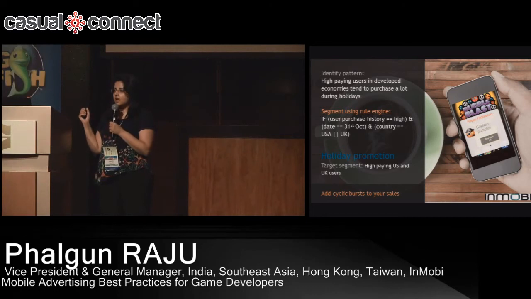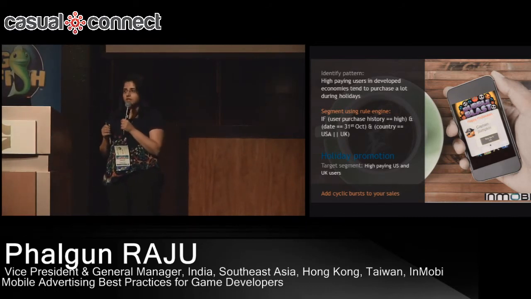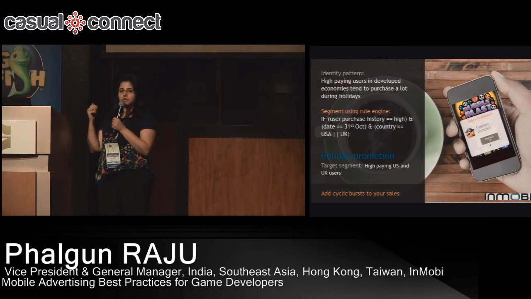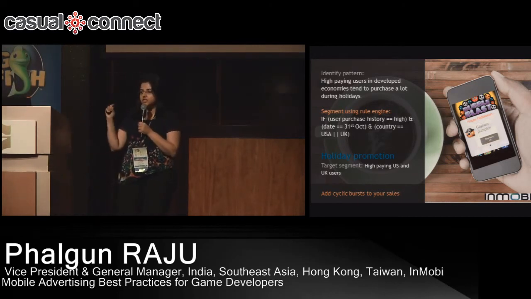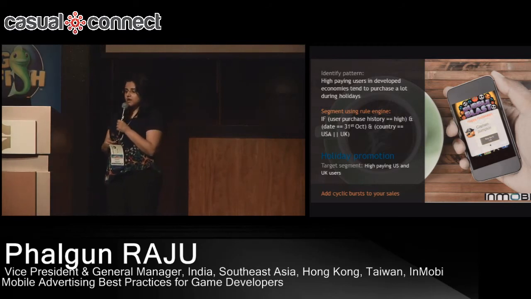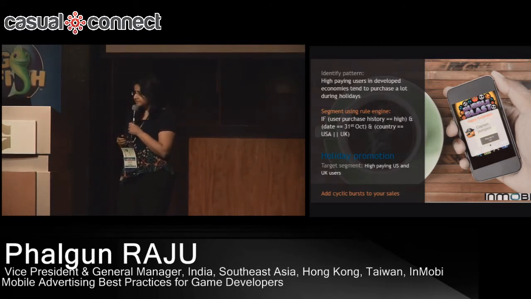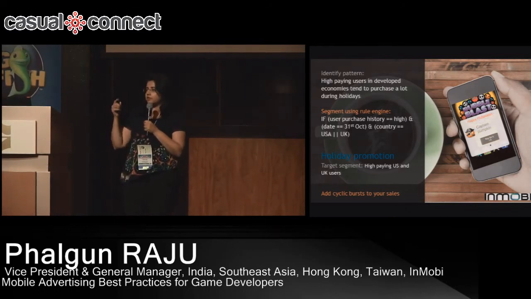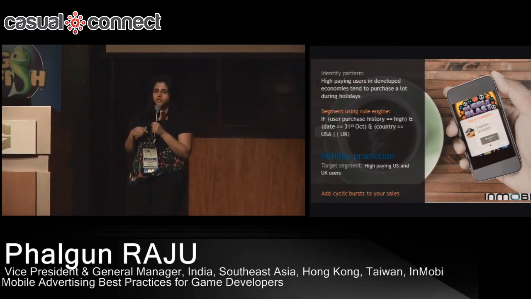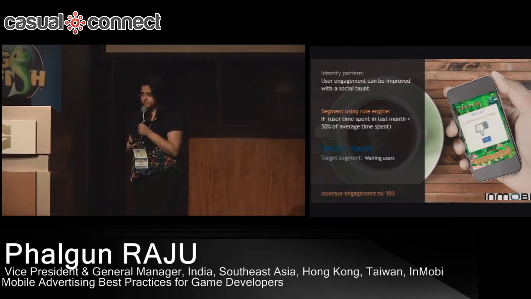So in this case, let's say you have defined your segment as a high-paying user in developed economies that tend to purchase a lot during holidays. That's a very specific segment, but that's good because then you can really target what you're trying to go for. So you can literally define it to say, look, if the user purchase history is high, and the date is Halloween in the US, which is a major holiday in the US, then you can push out, in this case, the Captain Pumpkin virtual good, because it's Halloween, right? So it allows that kind of level of customization.